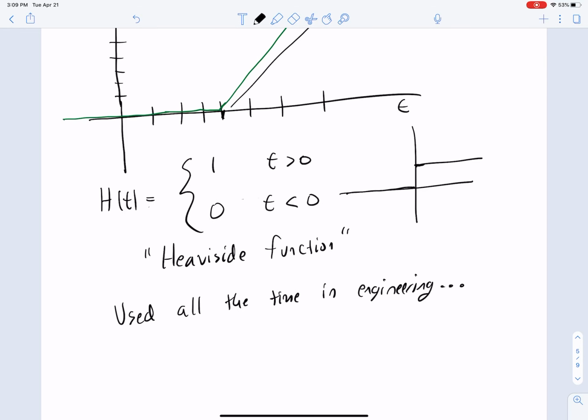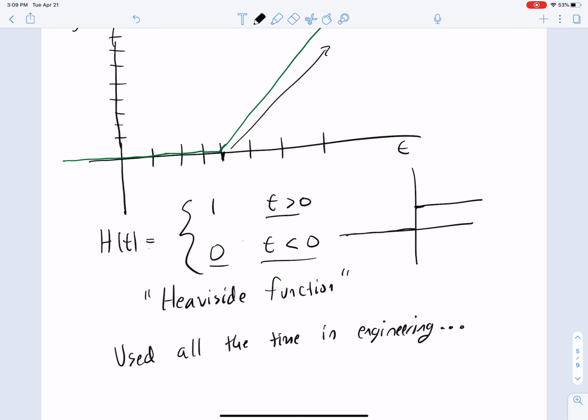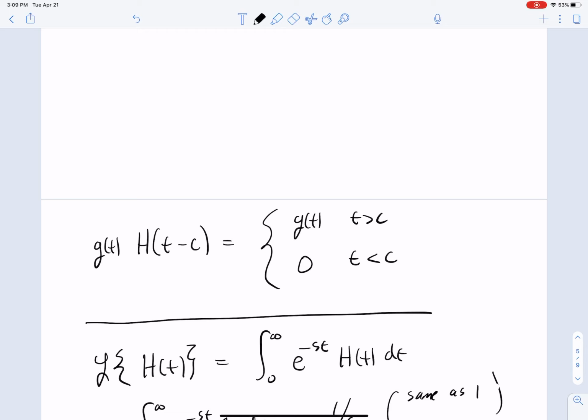Okay, so I want to introduce what's called the Heaviside step function, or I just call it the Heaviside function. So the idea, this is a very simple function. It just goes to 1 for t greater than 0, and it's 0 for t less than 0. And the reason for introducing this is the simplest way to build piecewise functions is by chaining together these Heaviside functions.